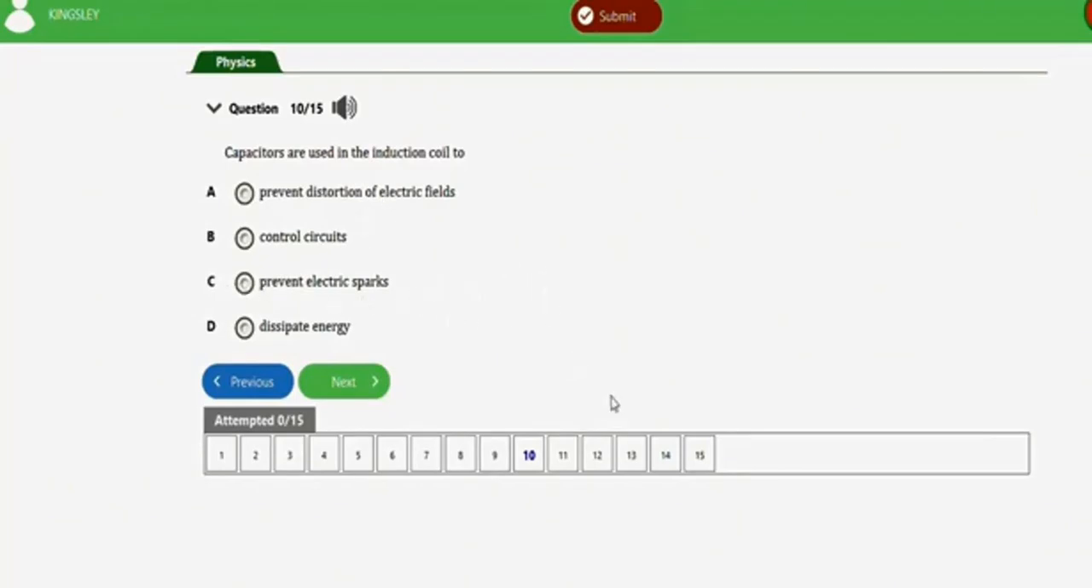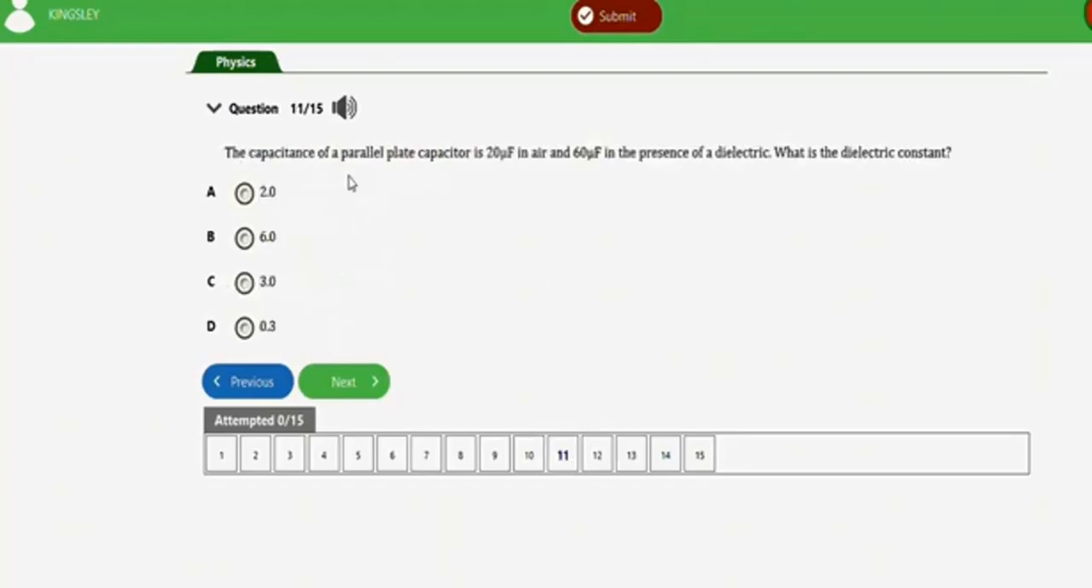Alright, the next repeated question will be this one. It says the capacitance of a parallel plate capacitor is 20 microfarad in air and 60 microfarad in the presence of a dielectric. What is the dielectric constant? I think we have solved this question before, so it's still the same formula to apply. The microfarad in the presence of the dielectric, which is 60, over the microfarad in air, which is 20. So when you divide, you're going to have 3. So the right option to the question is option C. That's the dielectric constant.